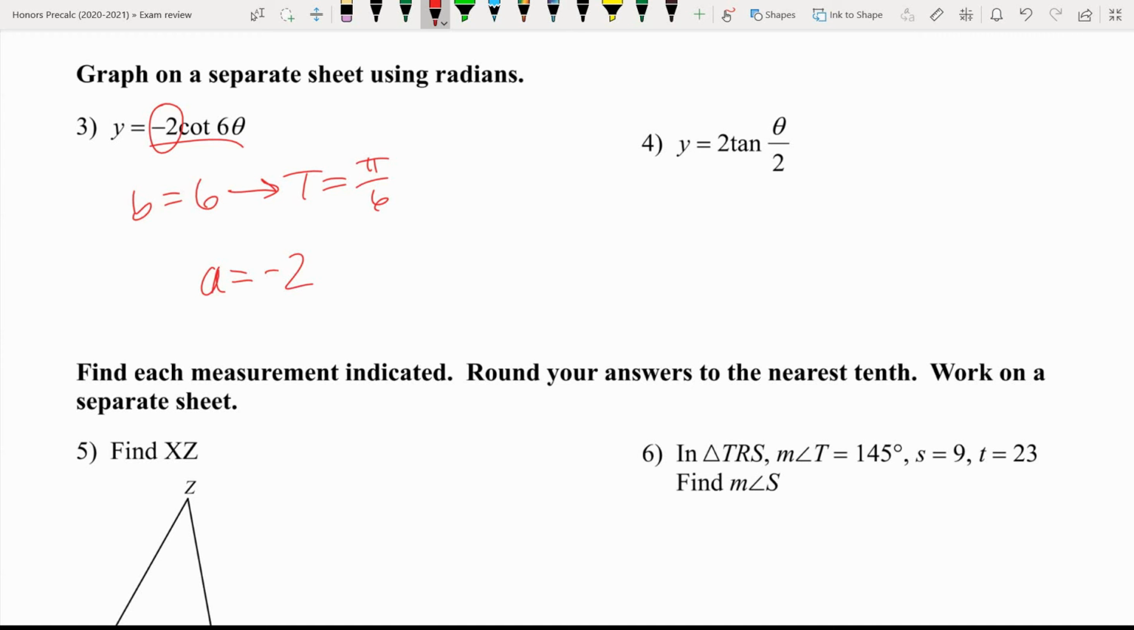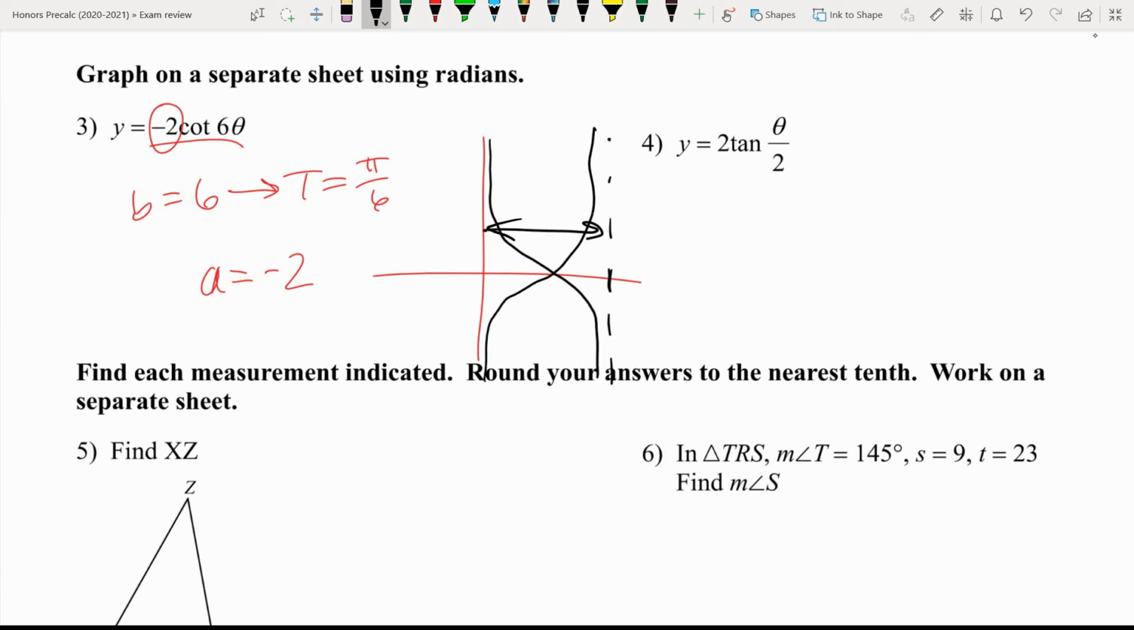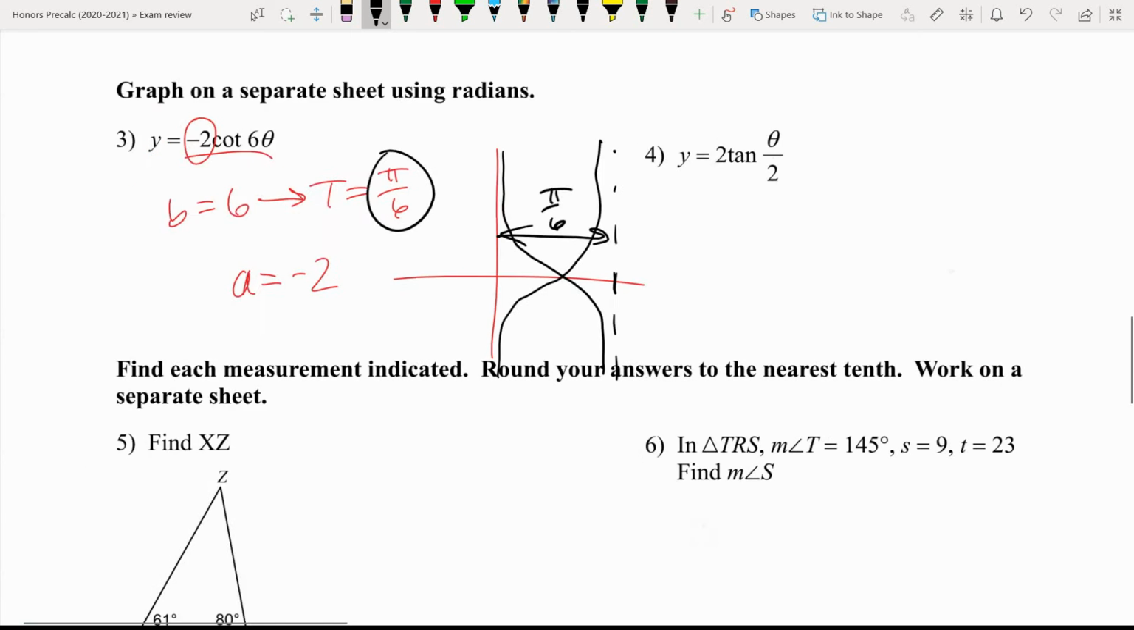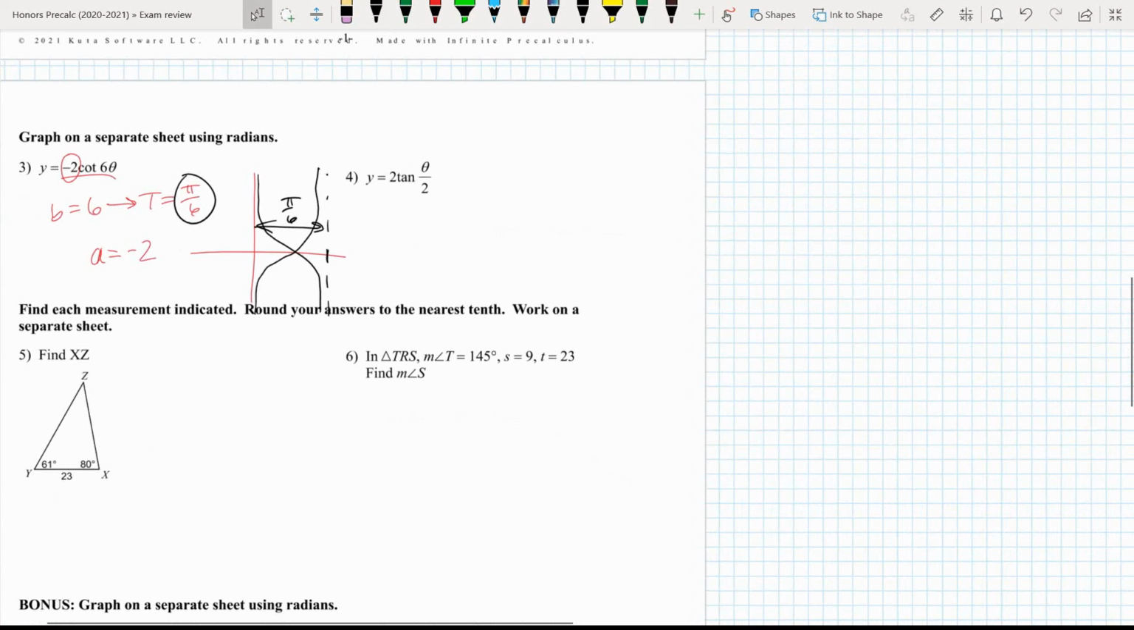So remember, a normal shape looks like this, where whatever the period is there, it's going like this with the asymptote here. So this thing's going to be completely flipped upside down and have this shape instead. And this distance from here to here should be pi over 6. All right, so let's just go off to the side here and graph one of these out, just so we can see.